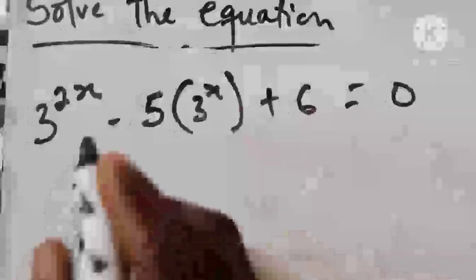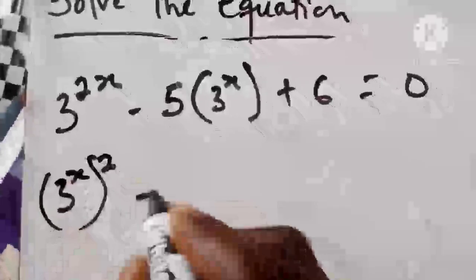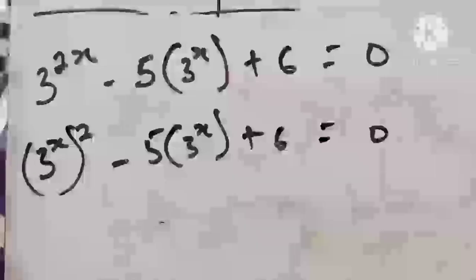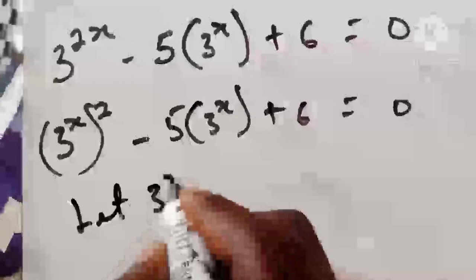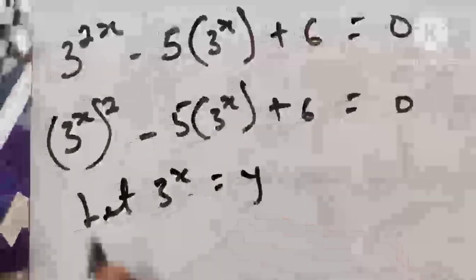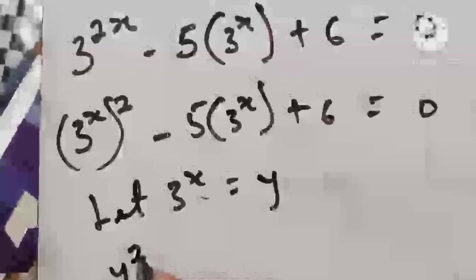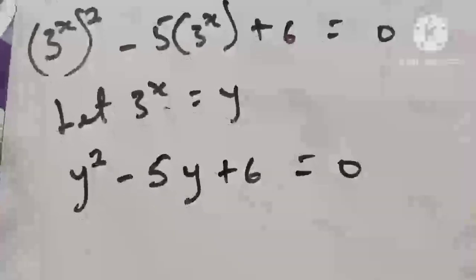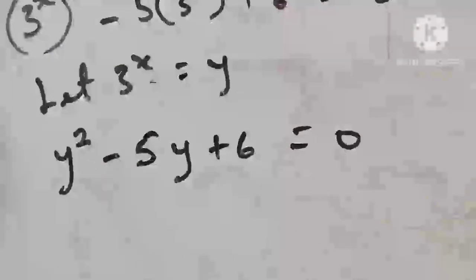For sure, you know that here we can rewrite this as (3^x) squared, minus 5 times 3^x, plus 6, everything equal to 0. We know how to do this, right? If I let this 3^x equal to y, we replace the 3^x by y. So you have y squared minus 5y plus 6 equal to 0. This brings us to a quadratic equation, and you know how to solve this quadratic equation up to now.